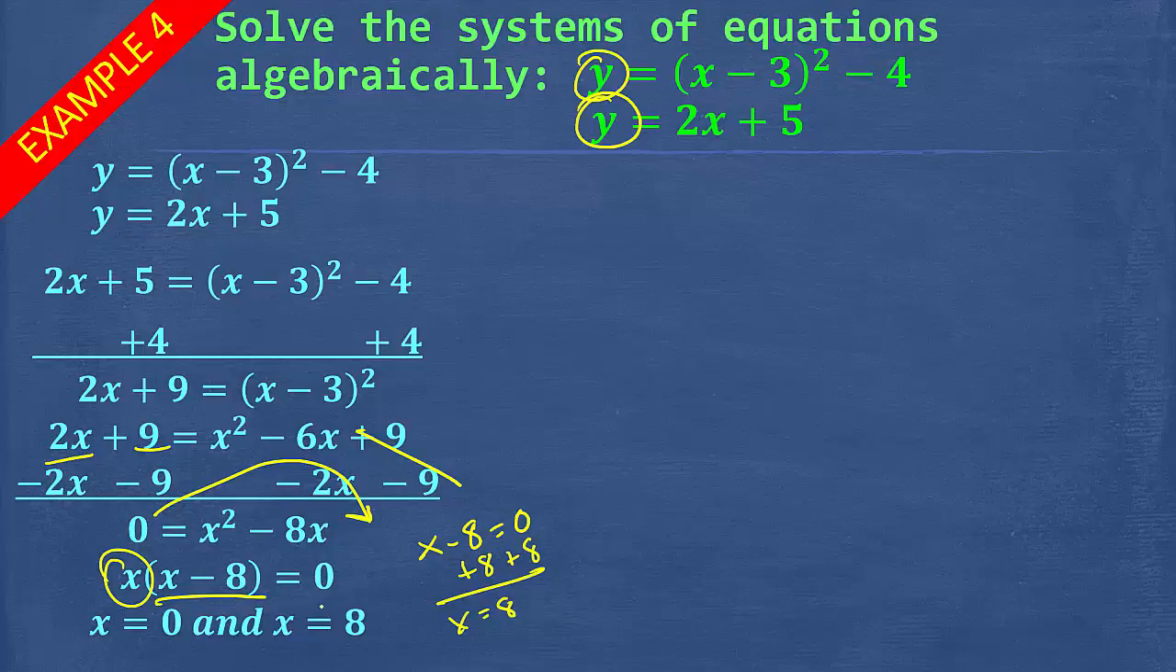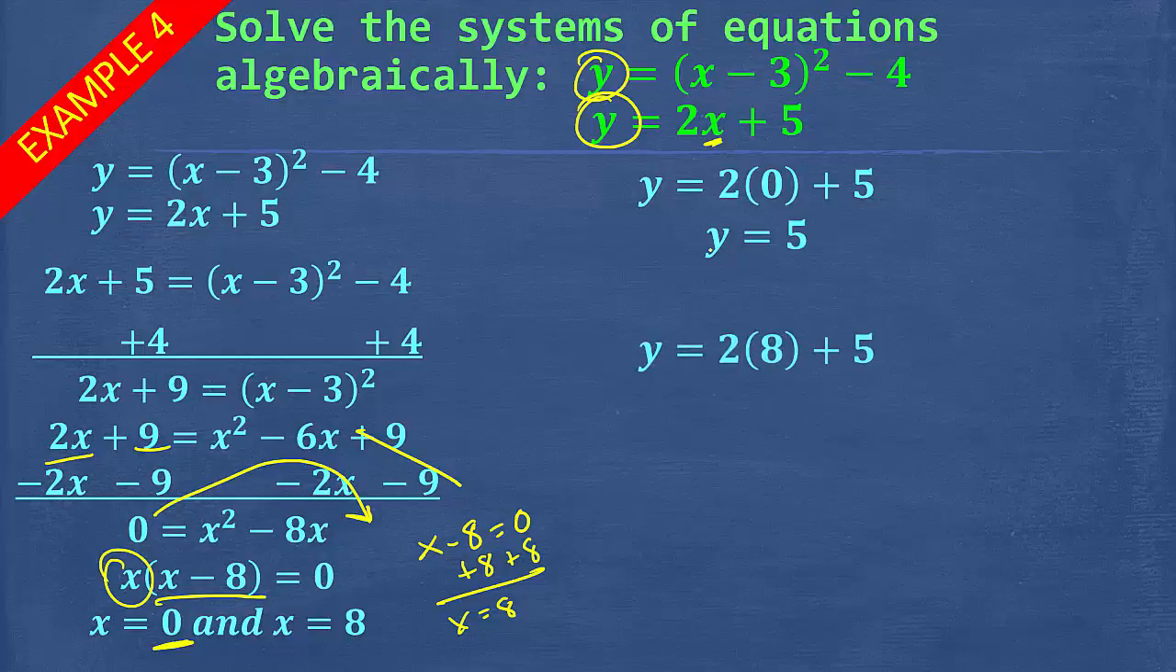Now, just like systems, we are not done. It asked us to solve, which means we need to find 2 coordinates. So we need to find an x and a y. So what we're going to do is plug in first the 0 for x in this equation, because this is the easier one to do. But you should do it in both just to double check. But just for the sake of time, we're going to plug it into the 1. 2 times 0 plus 5. 2 times 0, of course, is 0, so y equals 5. So we've got 1 point of (0, 5).